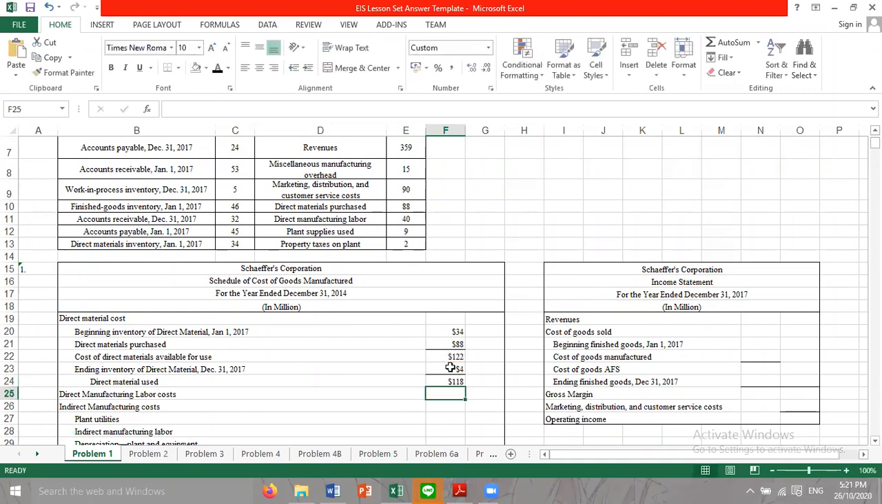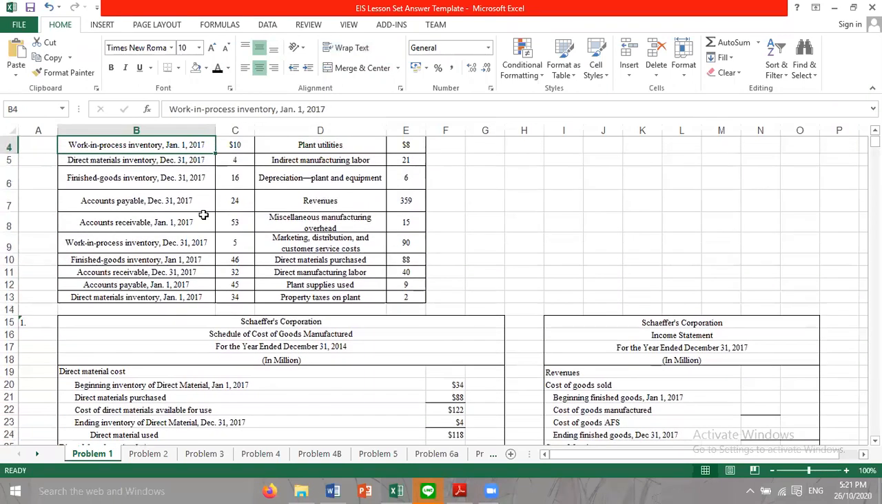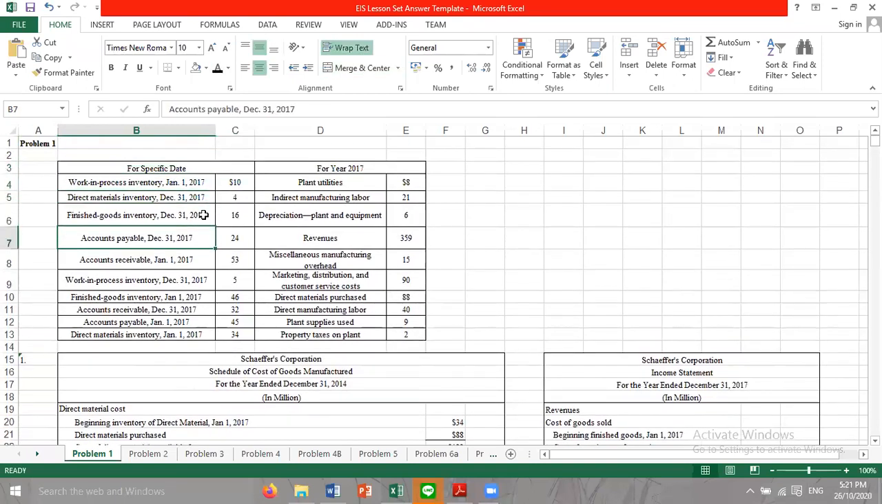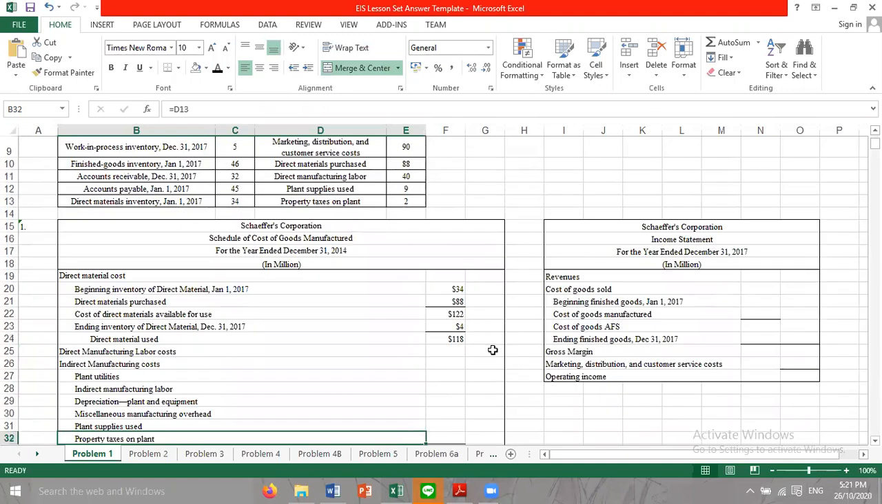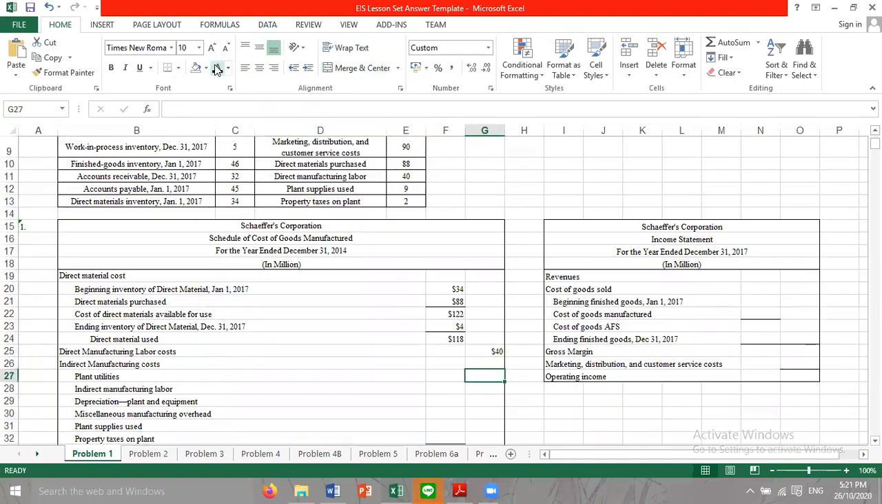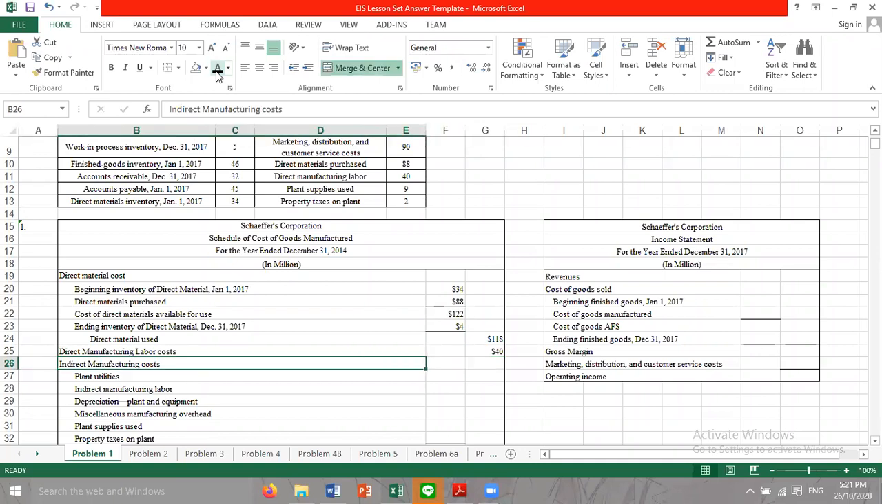$118. Now next we need to find the direct manufacturing labor cost. In this case, we don't need to calculate as the direct manufacturing labor cost is already stated here. Direct manufacturing labor, $40. So we just need to put that, sorry, this is right here. Okay. Now for the indirect manufacturing cost, we'll need to sum up all the indirect manufacturing costs we can identify.